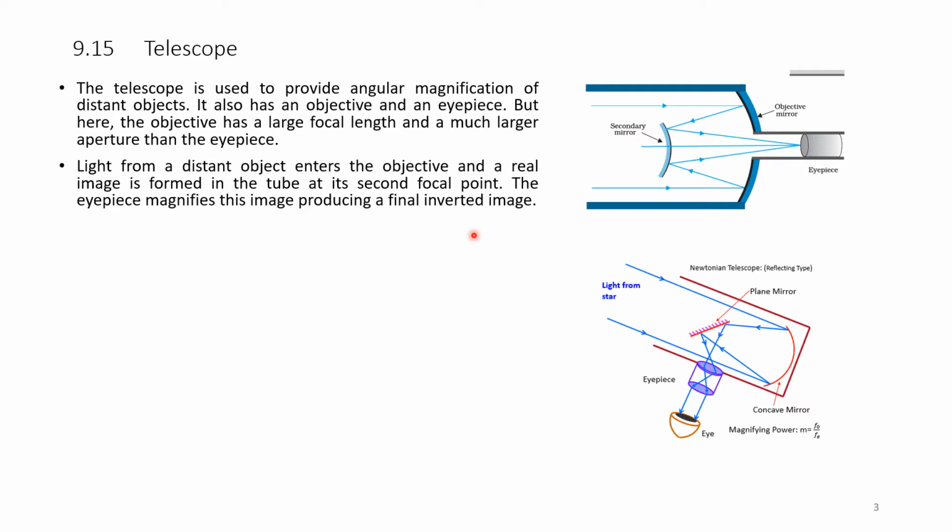Terrestrial telescopes have in addition a pair of inverting lenses to make the final image erect. Terrestrial telescope means one which is used for viewing terrestrial objects. Refracting telescopes can be used both for terrestrial and astronomical observations. For example, consider a telescope whose objective has a focal length of 100 centimeters and eyepiece a focal length of 1 centimeter. Therefore, the magnifying power of this telescope is m is equal to 100 by 1, that is equal to 100.